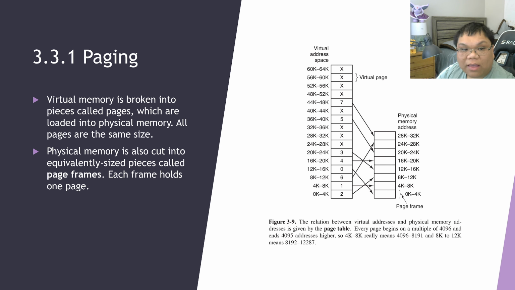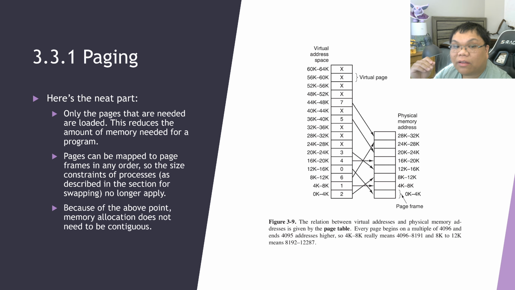Virtual memory is broken into pieces called pages, which are loaded into physical memory. All pages are the same size. But the key thing is, we don't need to have all of them loaded at once. Physical memory is also cut up into equivalently sized pieces called page frames. Each frame holds one page.